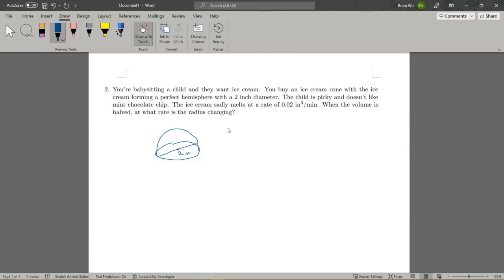In this case, because it melts, we know that the volume changes negatively. Let's first give a volume equation for a hemisphere. It's half of a sphere, which is this equation here. So the rate at which the volume changes is negative because it melts at a rate of 0.02 inches cubed per minute. So pay attention to the wording. In this case, it's negative. When the volume is halved, at what rate is the radius changing?